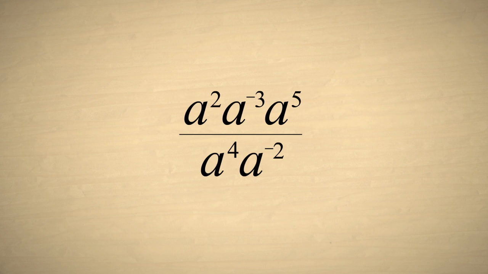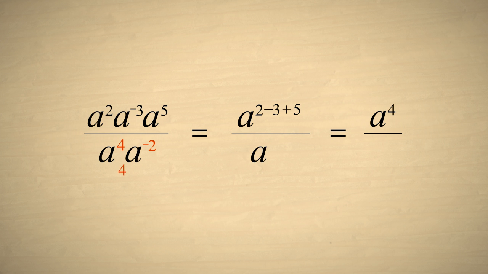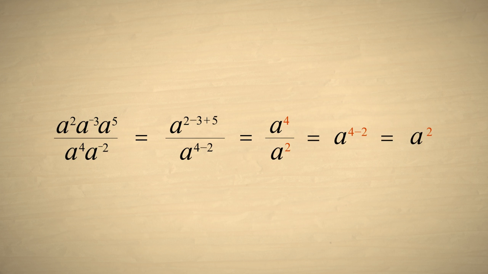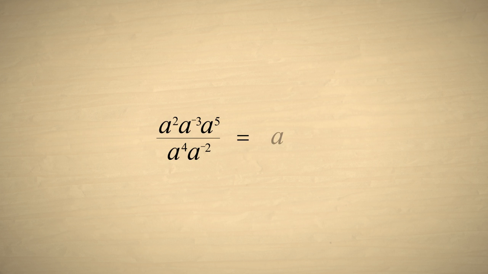When combining terms with the same base, which are multiplied and divided, we can first add all the exponents in the numerator and add all the exponents in the denominator, and then subtract the denominator exponent from the numerator exponent. Or if we like, we can add all the numerator exponents and subtract all the denominator exponents in one step.